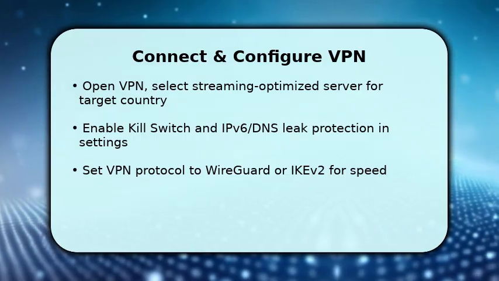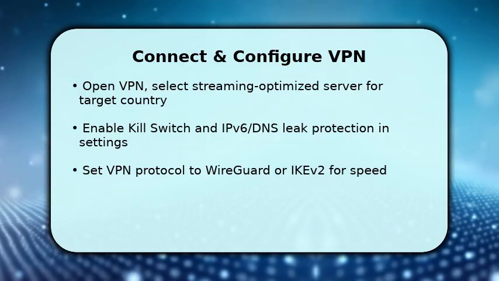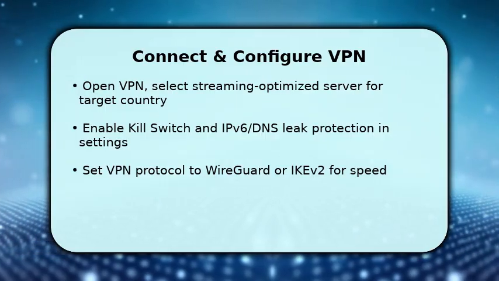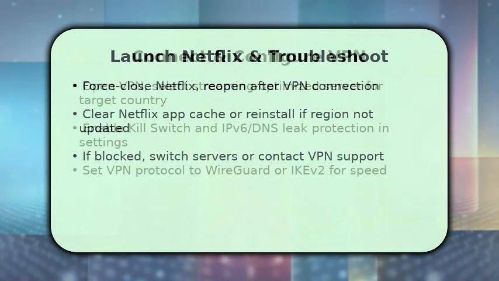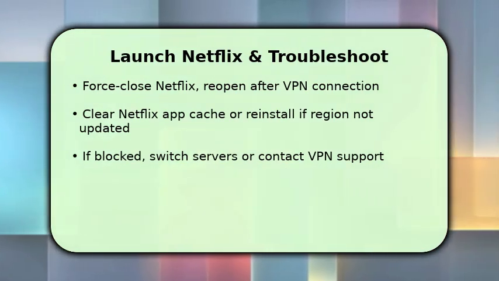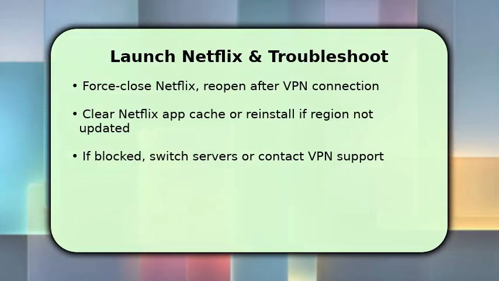Make sure the VPN shows as connected in iPhone settings. If it doesn't, reopen the app and reconnect, so the phone routes all streaming through the selected server. You finish by force closing the Netflix app and reopening it only after the VPN shows connected. This forces Netflix to see the VPN IP.